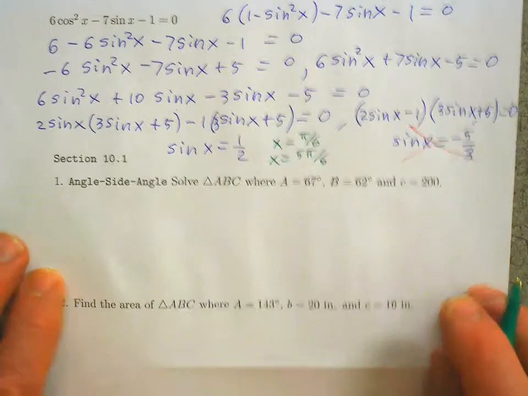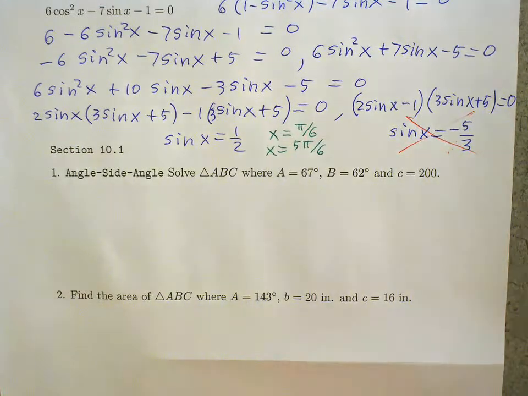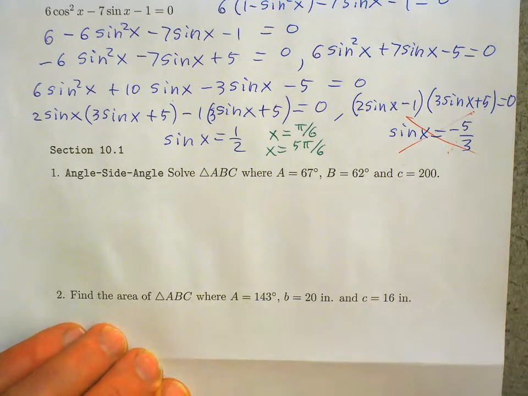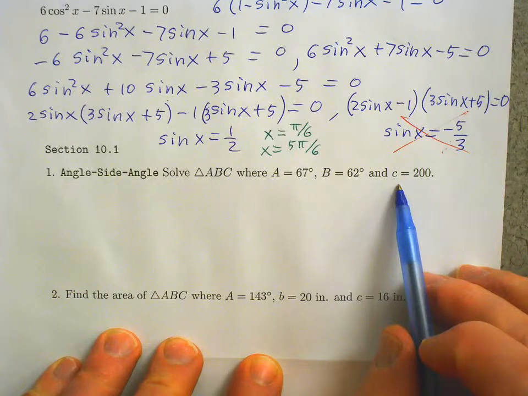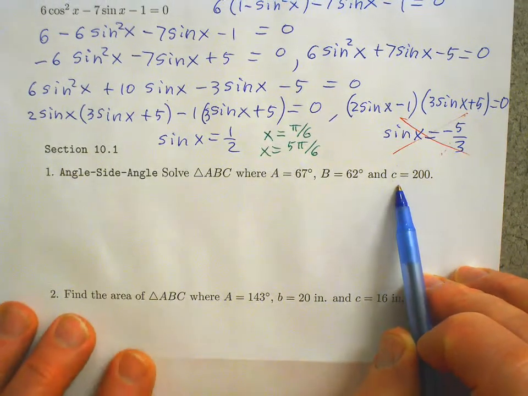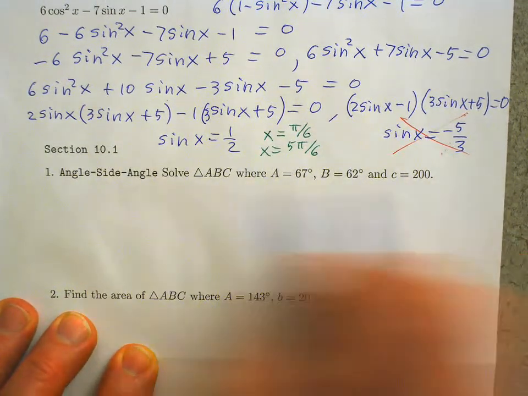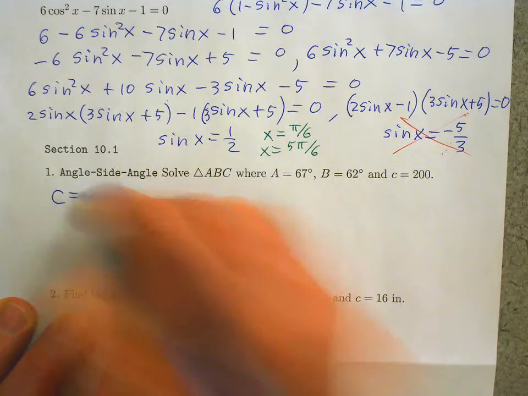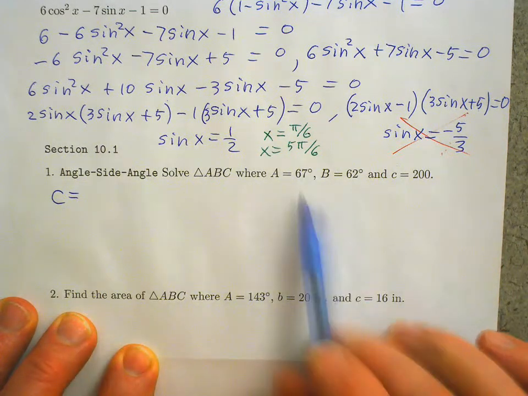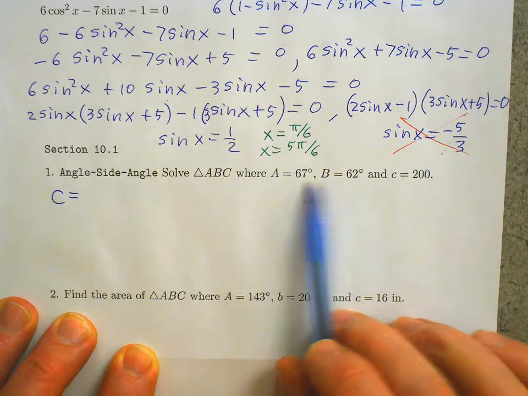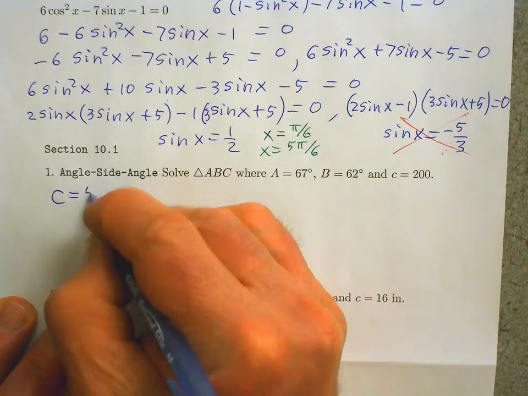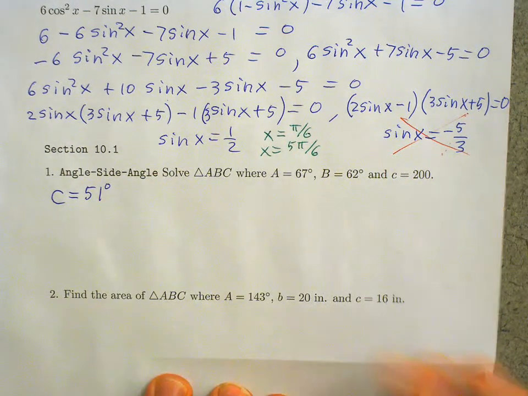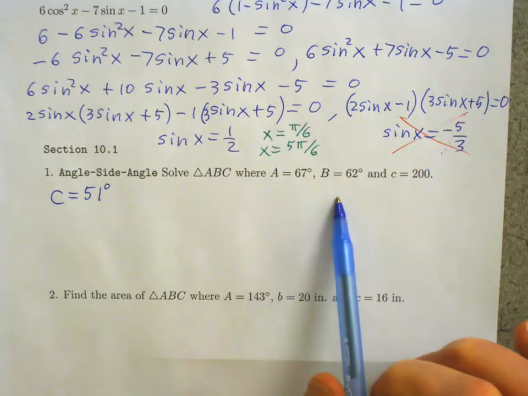Okay, the next one, solve the triangle ABC, where angle A is 67 degrees, angle B is 62 degrees, and side C is 200. Okay, if we want to use the law of sines, we can find that angle C has to be 51 degrees. If I did that right, let's see, 129, yeah, 51.